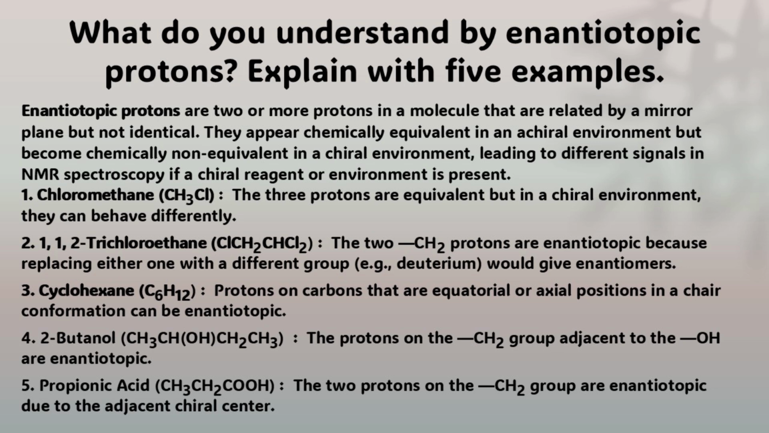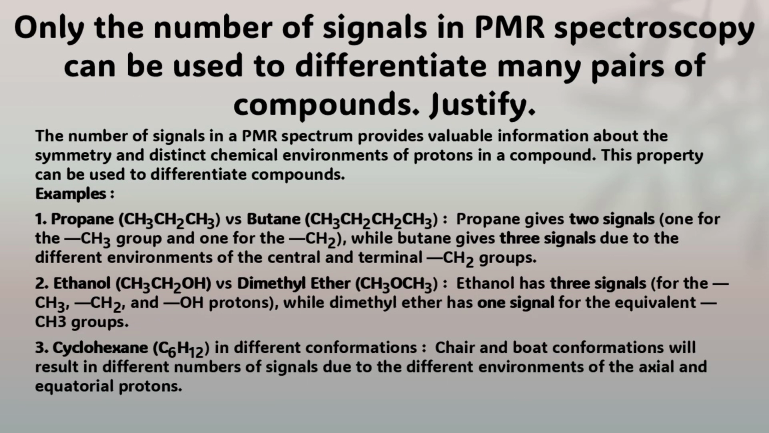4. 2-Butanol, CH3CH(OH)CH2CH3. The protons on the CH2 group adjacent to the OH are enantiotopic. 5. Propionic acid, CH3CH2COOH. The 2 protons on the CH2 group are enantiotopic due to the adjacent chiral center. The next question is question number 32.